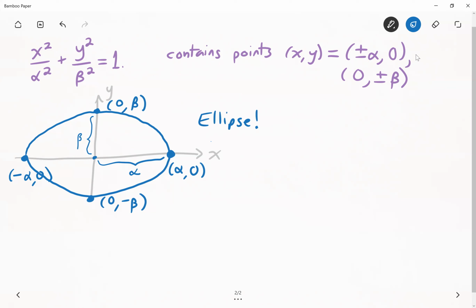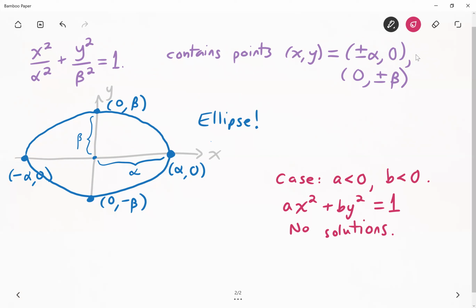There are other cases as well. It might not be the case that both A and B are positive. Another possible case: what if A is less than 0 and B is less than 0? Well, in that case, the equation ax squared plus by squared is equal to 1 has no solutions.